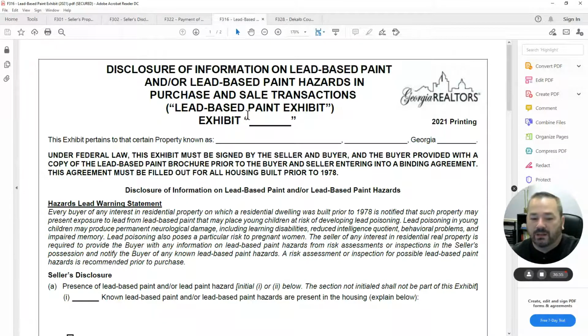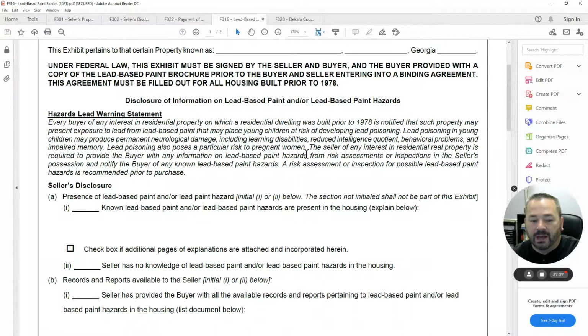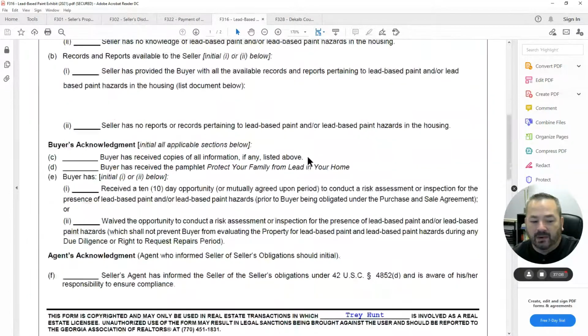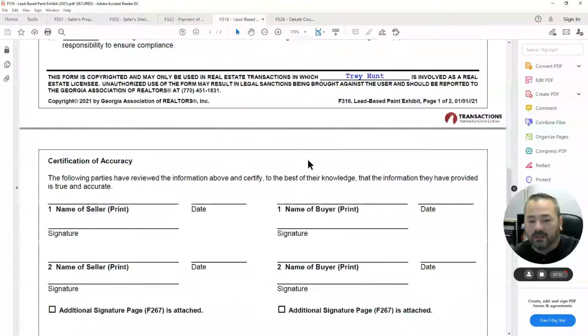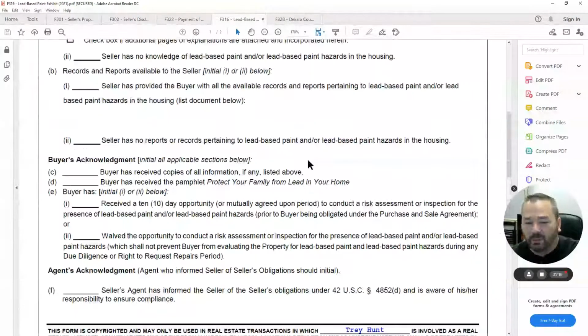So we're going to leave the exhibit letter blank. When the seller's filling this out, we'll fill this in when we're making our offer. This exhibit pertains to a certain property known as, and the address of our property. Then everything that they've given us in here is just initials and signatures, but they're all super important.